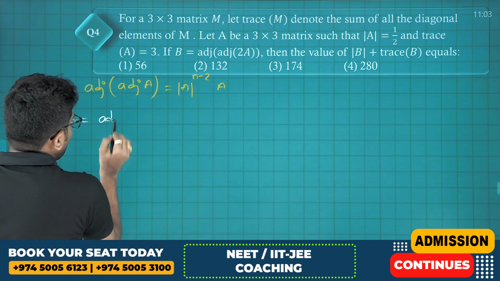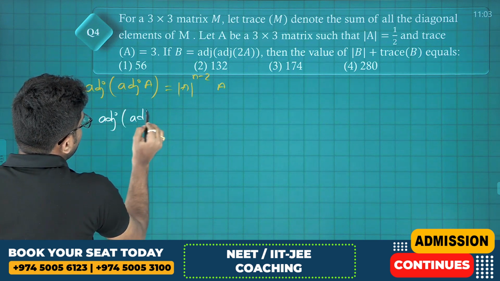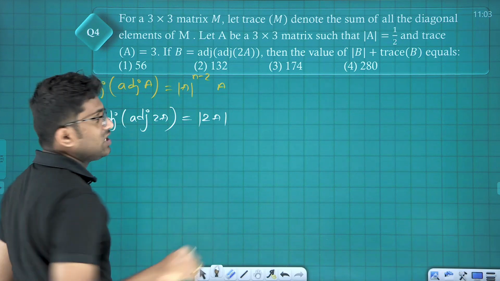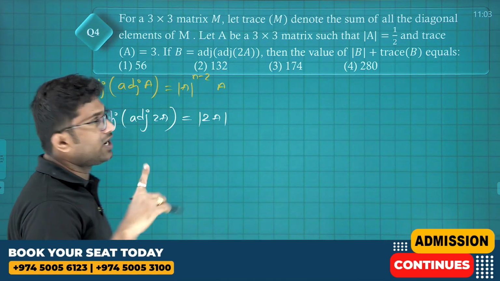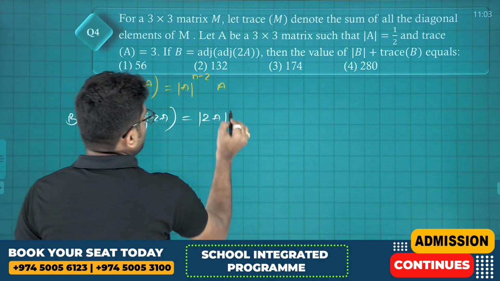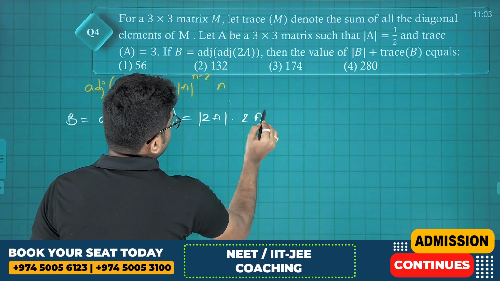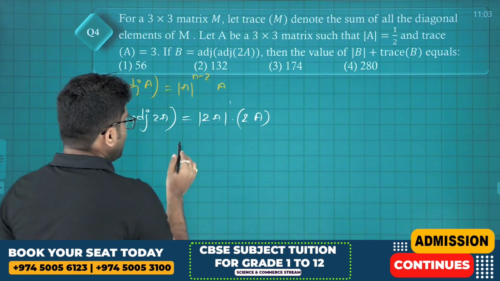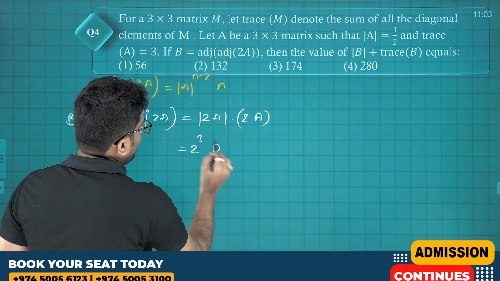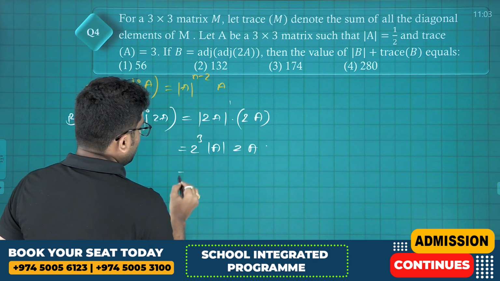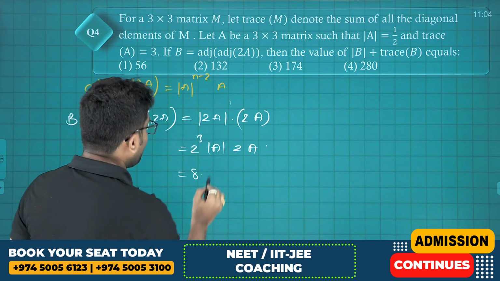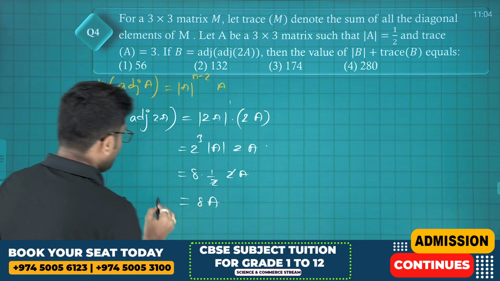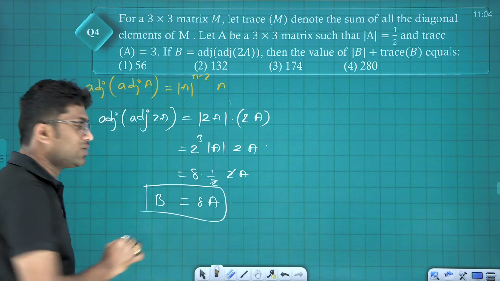B is nothing but, they have given, adjoint of adjoint of 2A. So in place of A we put 2A: determinant of 2A whole power n minus 2, where n is 3. N is the order. 3 minus 2 is 1, into 2A. Now determinant of kA is k power n into det A, that is 2 cube into det A into 2A. 2 cube is 8, det A is 1 by 2, into 2A. So that is 8A. So finally we got B is equal to 8A, friends.